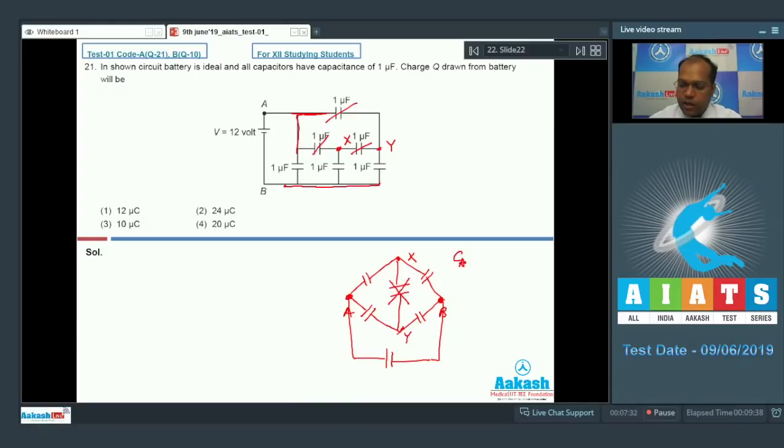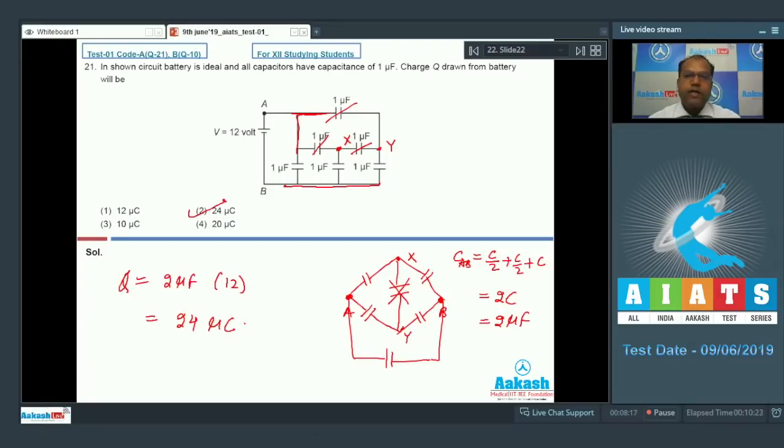So the C equivalent about A and B would be: C and C are in series, that is C by 2. Here also C and C are in series, that is C by 2, and this is C. So it comes out to be 2C. The value of C is 1 microfarad, so it comes out to be 2 microfarad. So the charge Q drawn from the battery, Q is equal to C equivalent into V, so 2 microfarad into 12. So it comes out to be 24 microcoulomb. So option 2 is the correct answer.